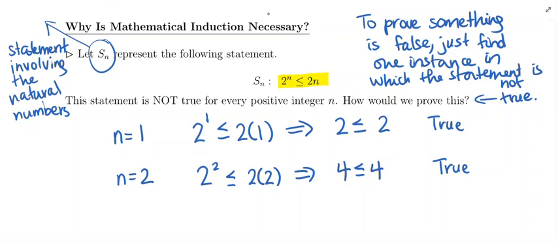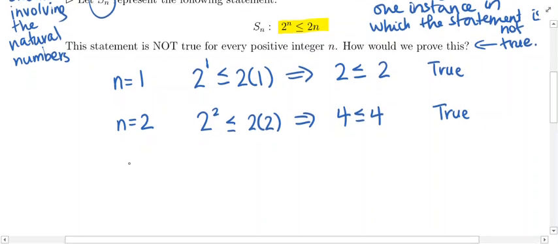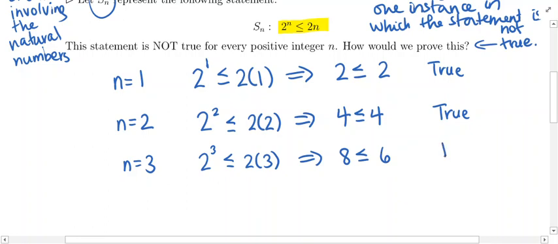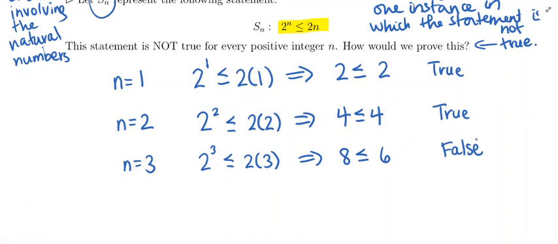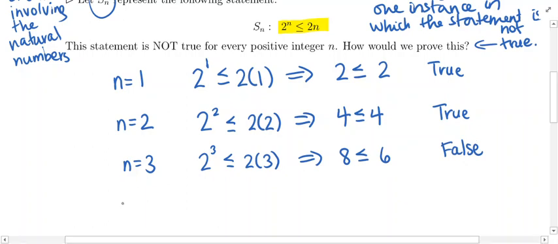Now I'm going to bump it up to n equals 3 and see what happens. Replace n with 3. We're going to get 2 cubed is less than or equal to 2 times 3. Simplify. I'm going to get 8 on the left. Is 8 less than or equal to 6? No. So the statement is false for n equals 3. And I'm sure there's another counting number out there that it's false for. Like if you checked 4, 2 to the 4th, is that less than or equal to 2 times 4? If I simplify this, 2 times 2 is 4 times 2 is 8 times 2 is 16.